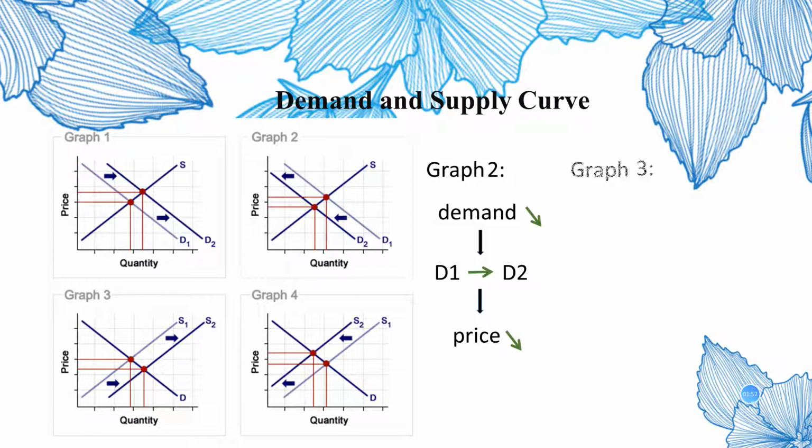On the contrary, as shown in Graph 3, if the quantity of the supply of the commodity goes up, the supply curve will shift downward, and the price of that commodity will decrease. Similarly, if the supply goes down, the price will increase.